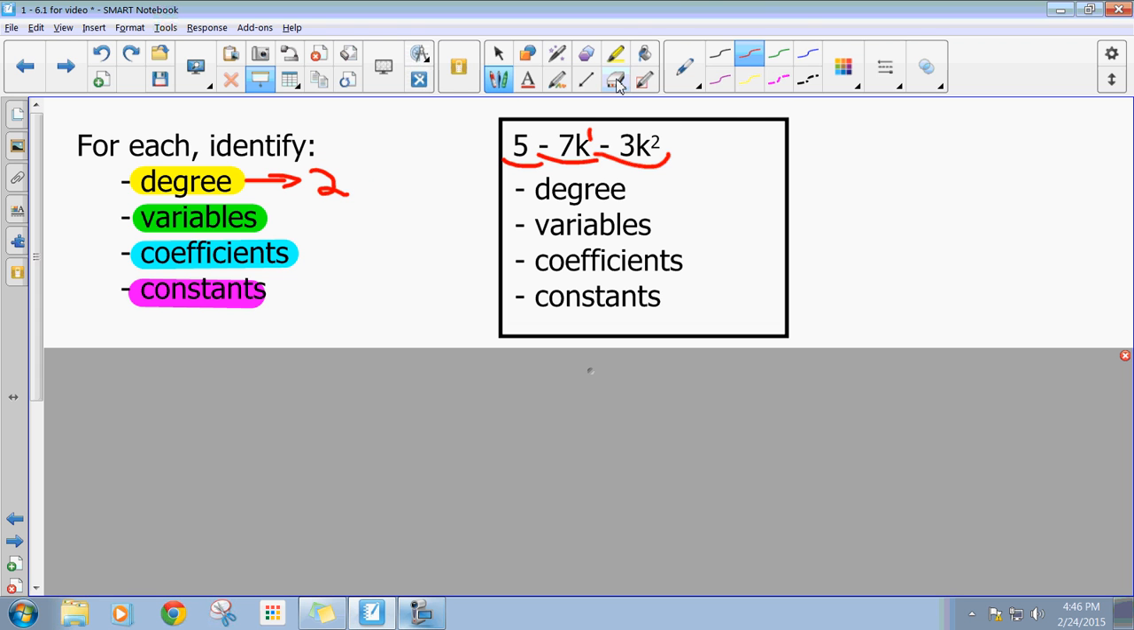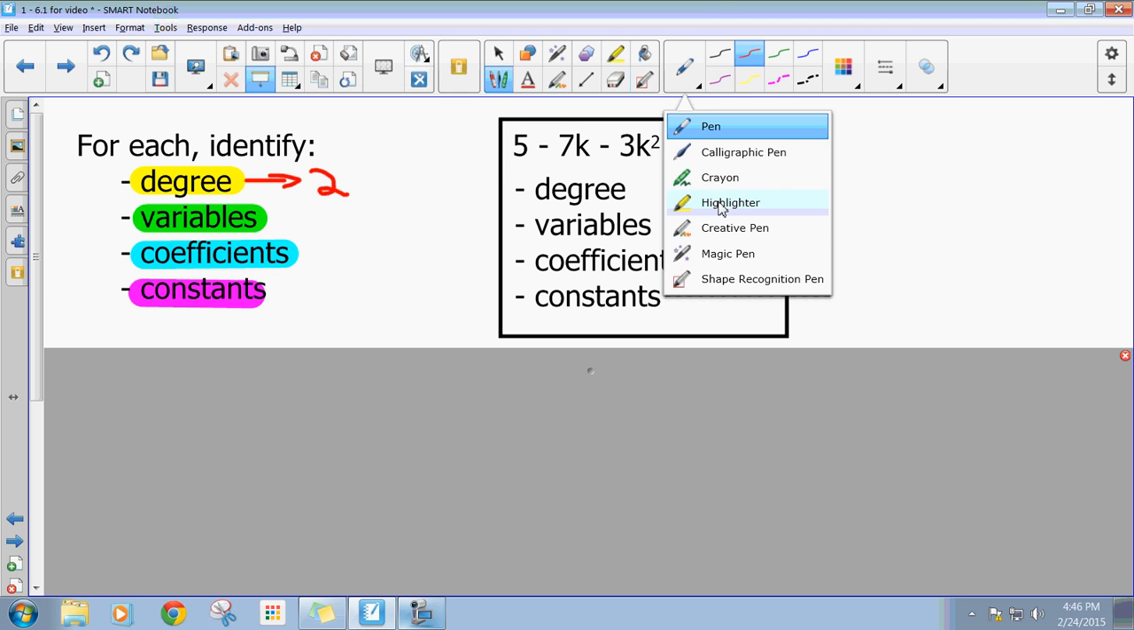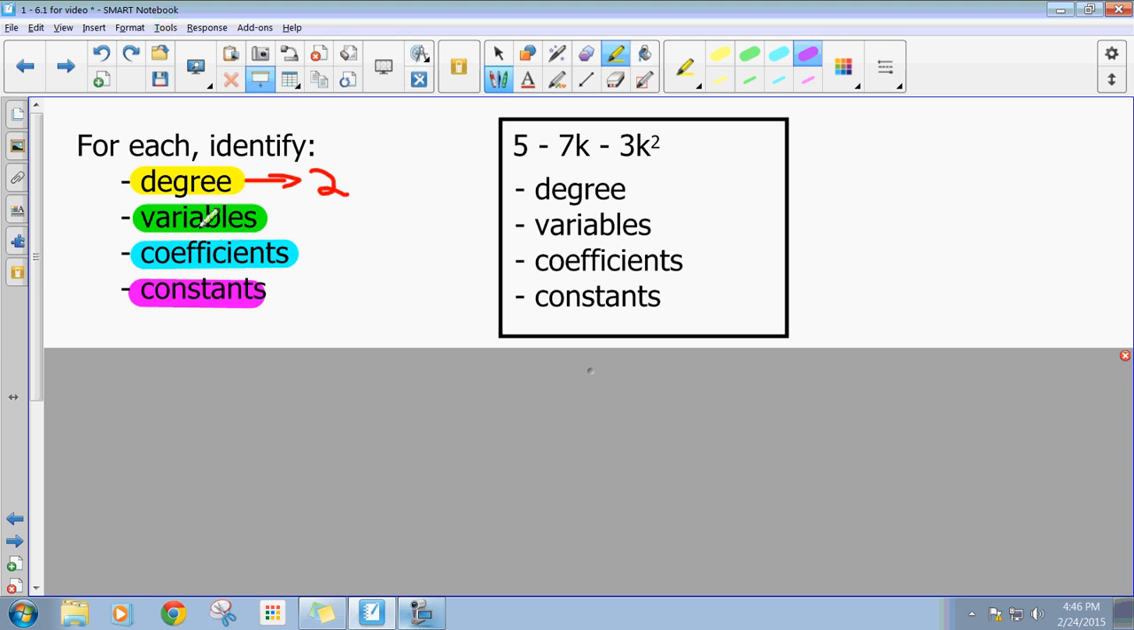The next thing that we're going to look for is our variables. So the variables are the alphabet letters, or the x, y, z's. So in this one, we have k, and we have k squared. You need to include the exponent when you discuss variables.